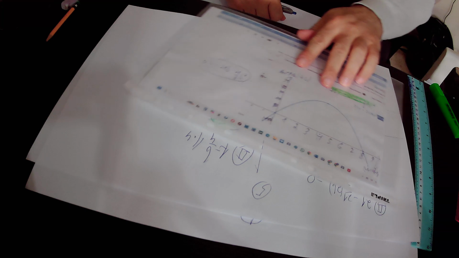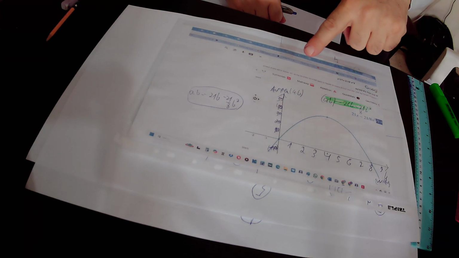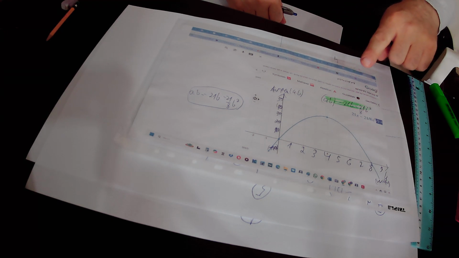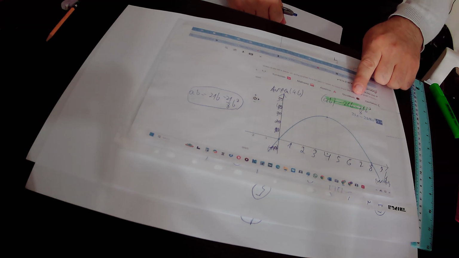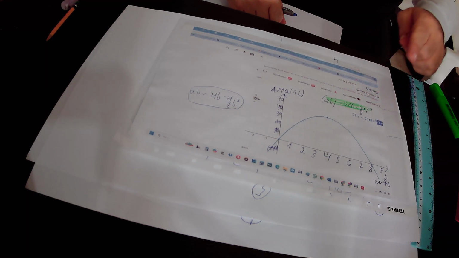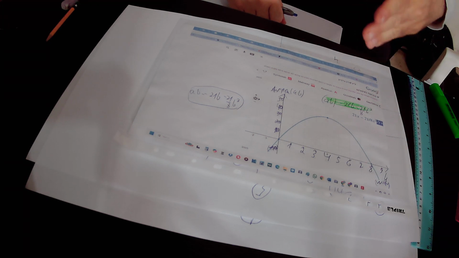So actually, this is the function area of rectangle PQST. The function area is A(b). A(b) is the area of rectangle PQST. That is equal to 21b minus 21 over 8 times b squared. This is the graph of this function area.